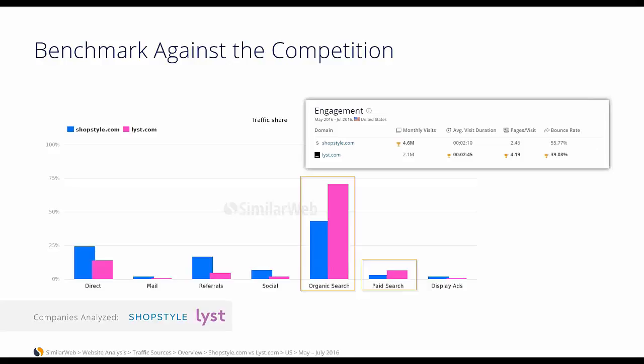And this is reflected actually in the engagement, where you can see in the top right corner of the screen that the bounce rate for ShopStyle is a good 15 percentage points higher than List.